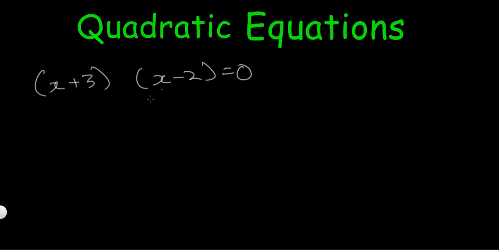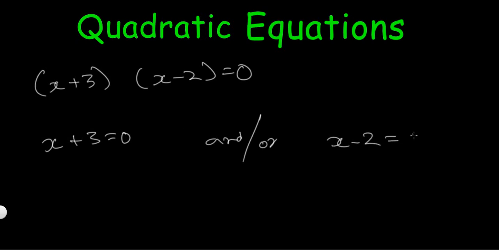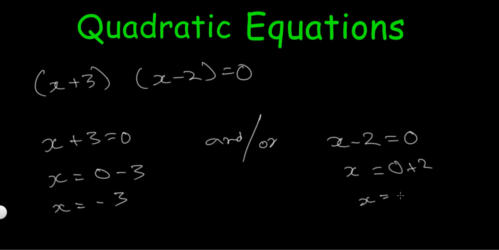Now again, x + 3 = 0 or x - 2 = 0. To find the value of x, we keep x on this side and write the rest on the other side. x = 0 minus 3, that is -3. On this side, x - 2 = 0, so x = 0 + 2. I'm sorry, x = 2. So we found the value of x to be either -3 or +2.